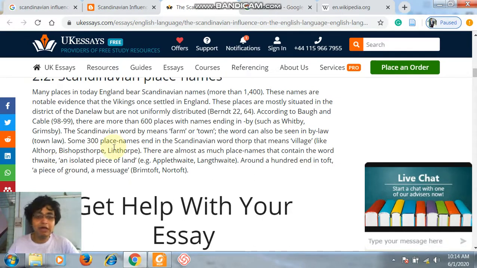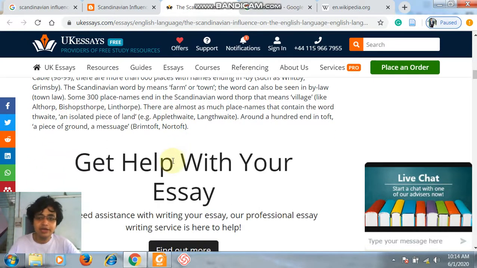So thorpe and by. And there are almost as many place names that contain the word thwaite. Thwaite means an isolated piece of land. For example, Applethwaite, Langthwaite. Around 100 end in toft. Toft means a piece of ground.